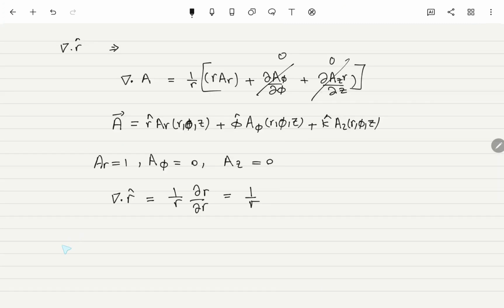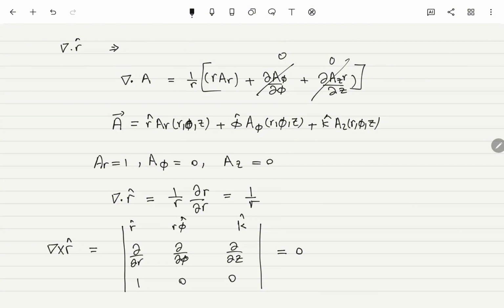To find the curl of r hat, let's create a determinant here. In cylindrical coordinates, we have r hat, r phi hat, and k hat; partial r, partial phi, partial z; A_r equal to 1, A_phi 0, A_z 0. You do the math for this determinant, you will find that the curl of r hat is equal to 0.